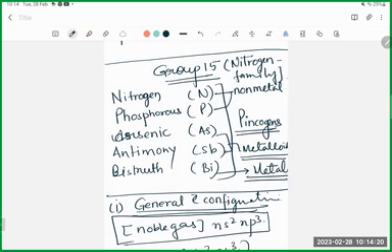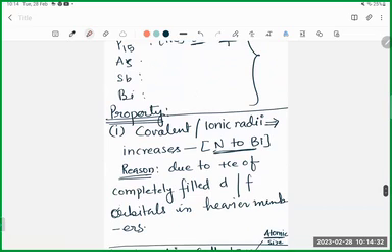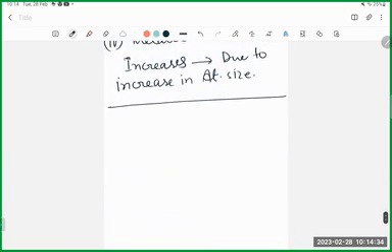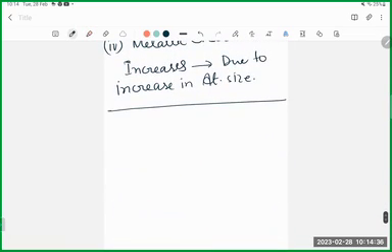Got it? Yes. Did you understand? Yes, ma'am. So it is very important. That's why I highlighted and showed.